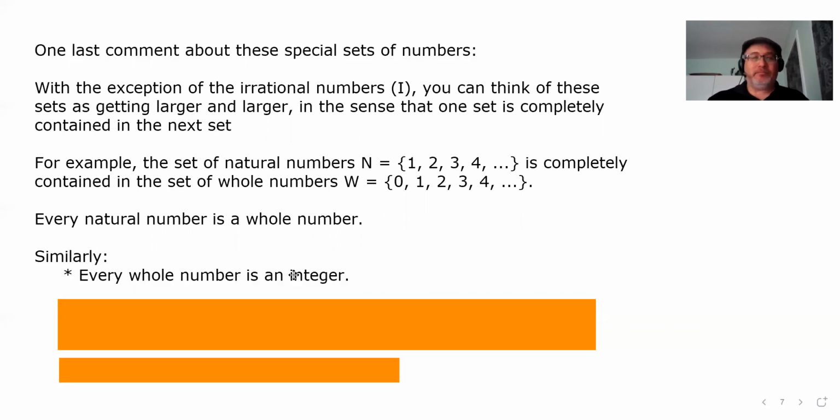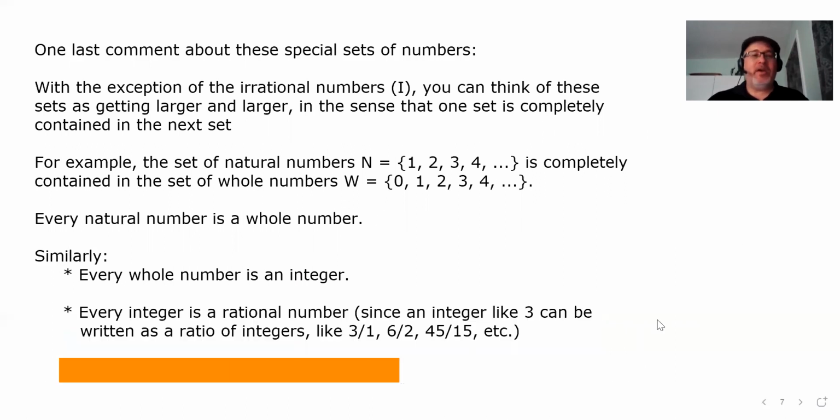Similarly, every whole number is an integer. Remember, the integers we obtained by taking the whole numbers and appending the negatives to them. Every integer is a rational number. Remember, rational numbers were the fractions, the ratios of integers.